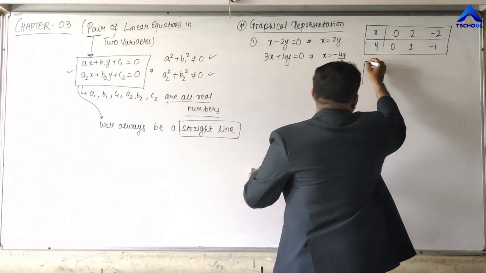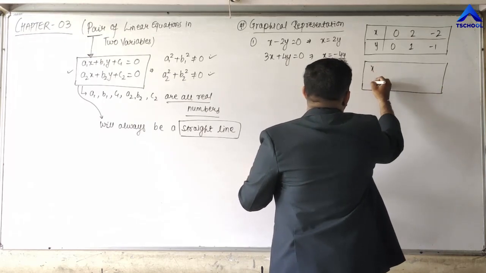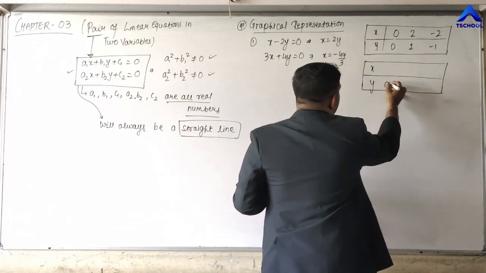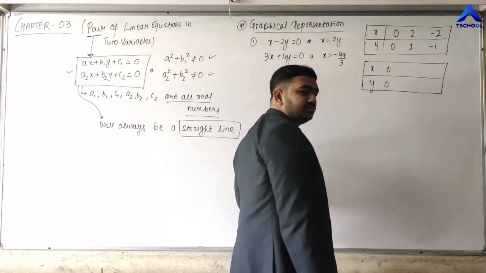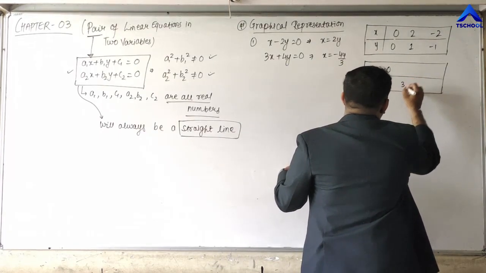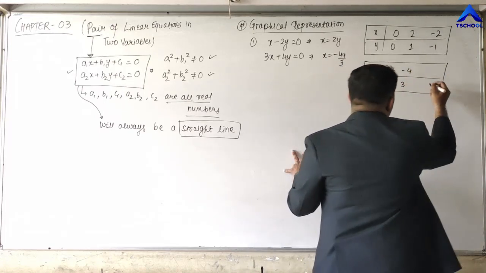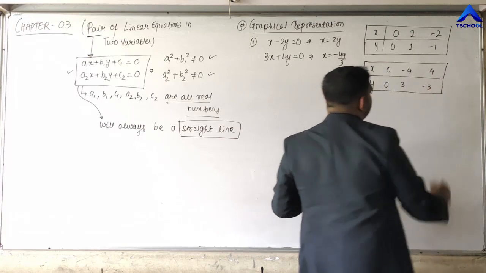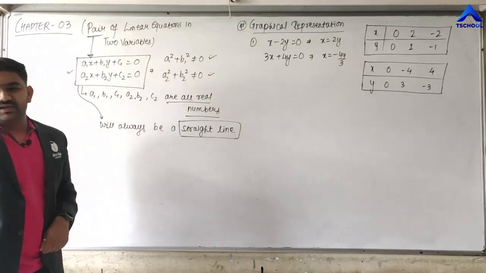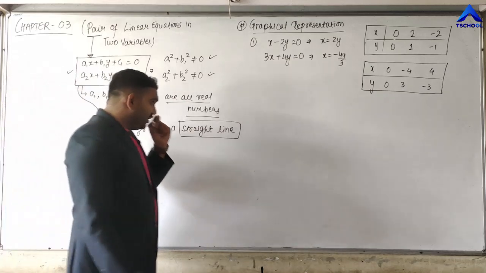Similarly, I can also find out the solution to the second equation here. If I say these are x and y, let me take y equal to 0, again I shall get x equal to 0, right? If I take y equals 3, then I shall get x equals minus 4, and if I take y equals minus 3, then I shall get x equal to 4, right? So we got the solution to the second equation also, that is (0, 0), (minus 4, 3) and (4, minus 3). Now let us plot them on the graph.